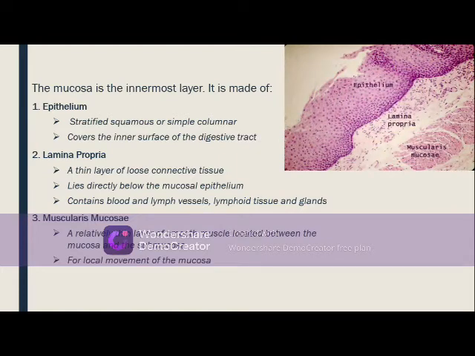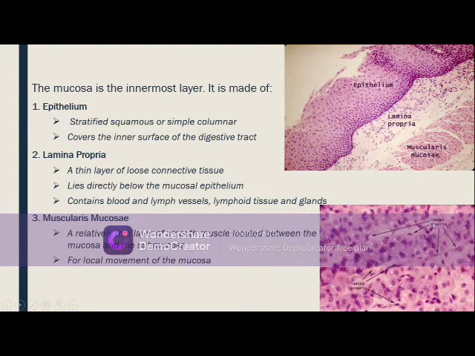Here you can see your epithelium, your lamina propria, and muscularis layers of the mucosa. And here is a closer look of the lamina propria. The mucosa also contains digestive juice secreting cells and mucus secreting cells, which are called goblet cells.